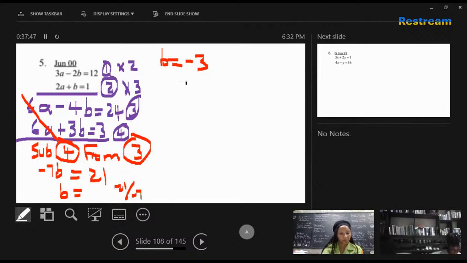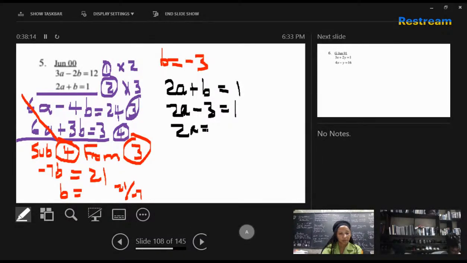Continue now. And we can substitute negative 3 into line 2. So 2a plus b equals 1. So 2a equals 1 minus b. 2a equals 4. A equals 4 divided by 2. A equals 2.